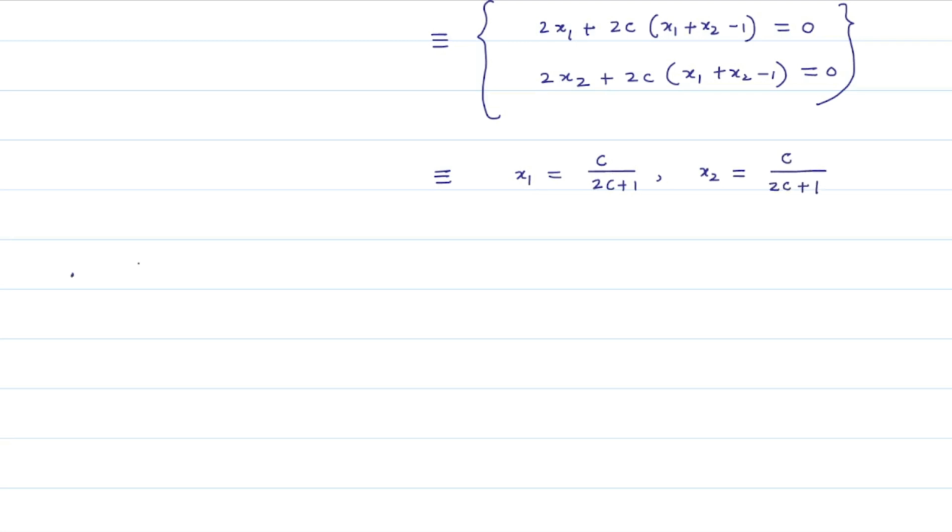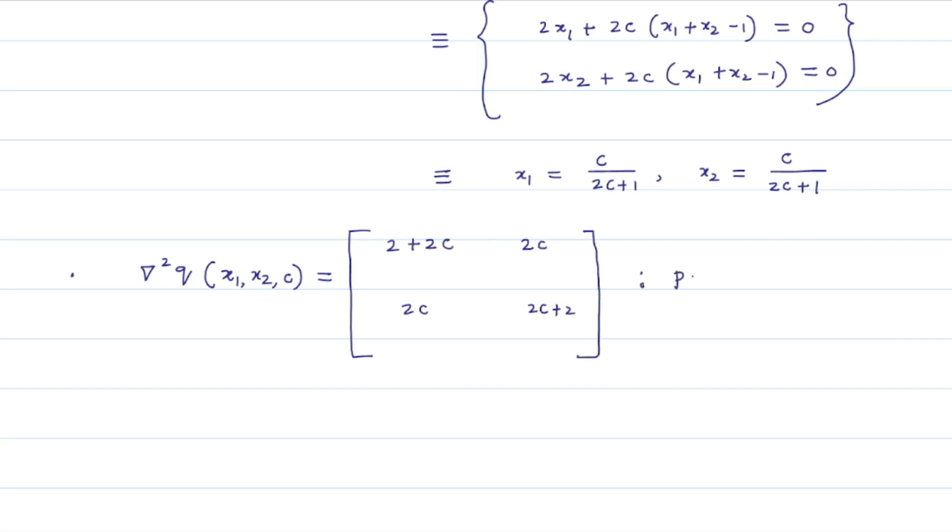Now you find the Hessian at this stationary point. You will find that the Hessian matrix is this 2 by 2 matrix, which is positive definite because we have taken c as a non-negative quantity. Therefore, a solution to the problem PC is given by the point (c divided by 2c plus 1, c divided by 2c plus 1).